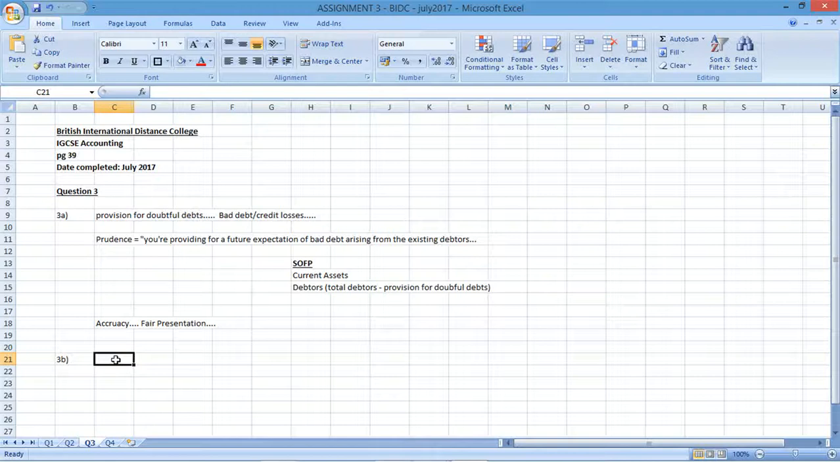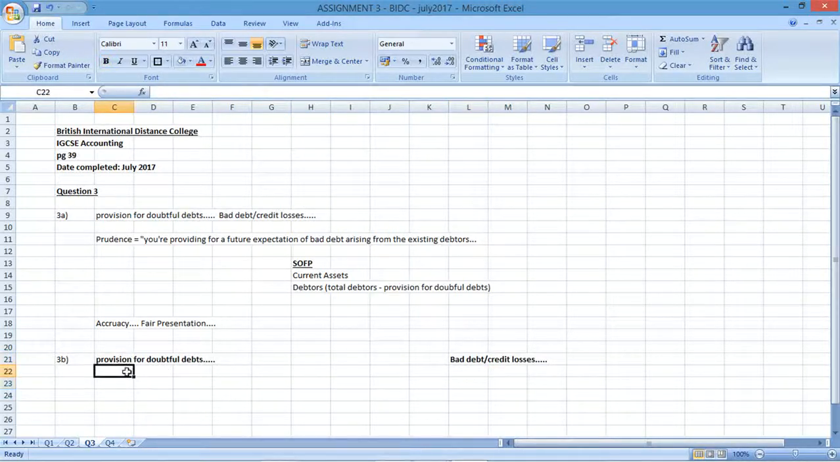3b, explain the difference between bad debts and a provision for doubtful debts. Okay, we've actually done this already. I'm glad I mentioned that earlier, so we can literally discuss it again, where I'm going to highlight what the differences are. Let's do it this way. Okay, great.